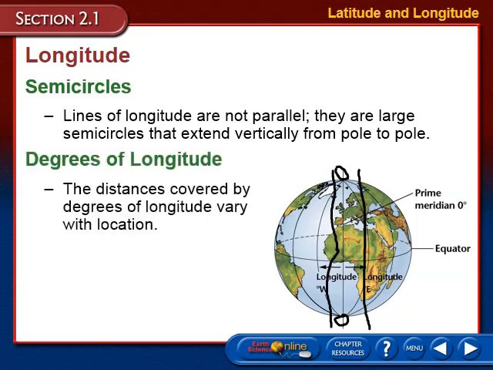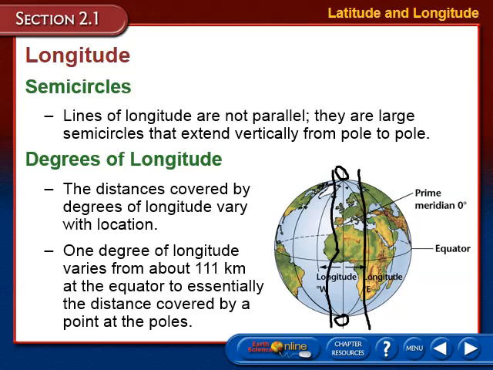And we use the same units of measurement as we do for latitude, right? Degrees, minutes, and seconds. However, whereas we talked about the degrees and the distance between the lines of latitude being equal and the distances covered by them more equal, the distances of longitude are going to vary more with location because of this curvature, because they cannot be perfectly parallel like lines of latitude. 1 degree of longitude varies about 101 kilometers at the equator, but to essentially the distance covered by a point at the poles.